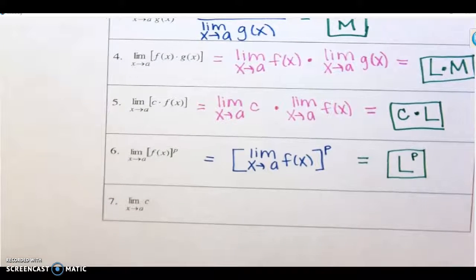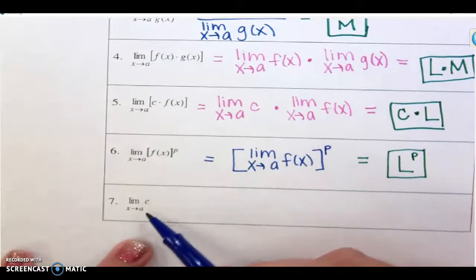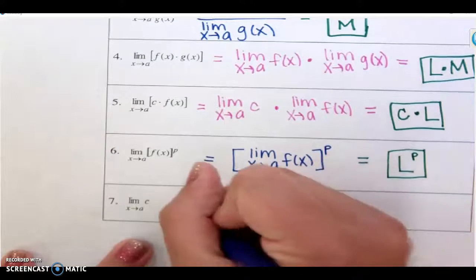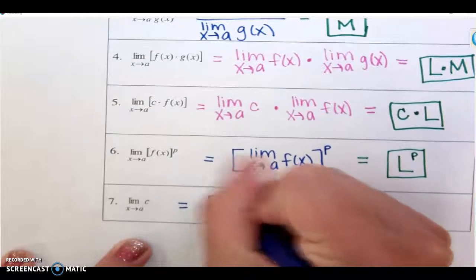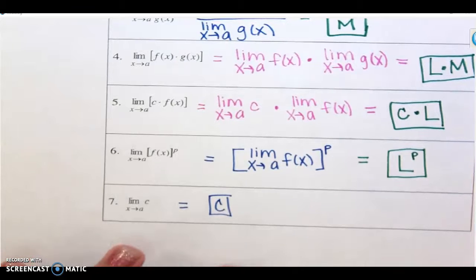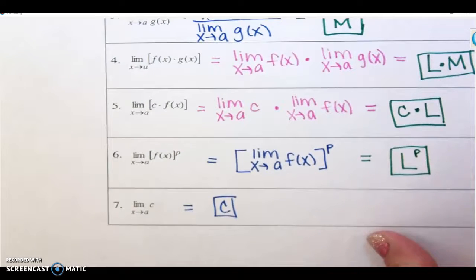And then the last one, number 7, we kind of mentioned it above. The limit as x approaches a of a constant will always just be whatever the constant is, because there's nowhere to plug it in to do direct substitution. Also, if it was a constant line, the y value would always be what that c value is, no matter where you go. Okay, so those are the properties.